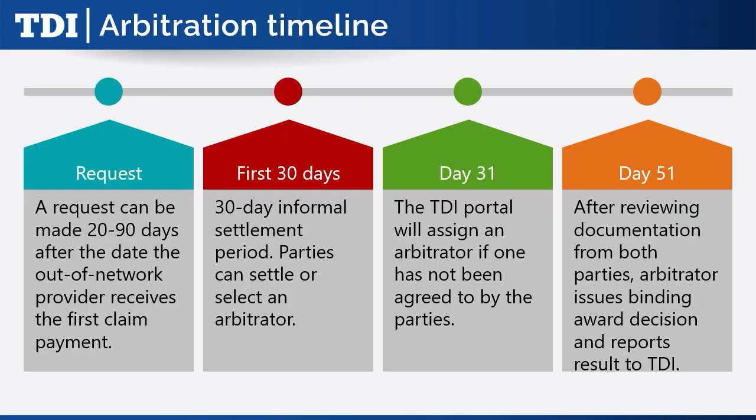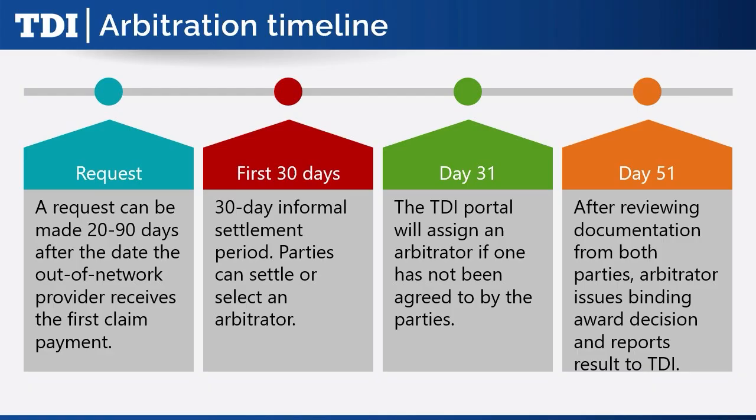So we'll take a quick look at the arbitration process first and the timeline around that process. An arbitration request can be submitted 20 days after the provider receives the initial claim payment and up to 90 days after that initial payment is made. The first 30 days that the request has been submitted is the informal settlement period.